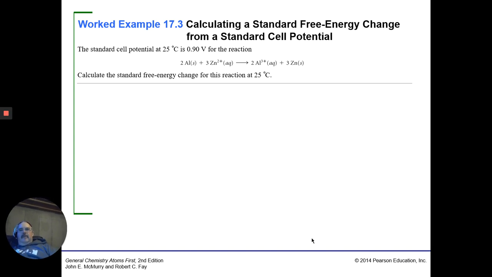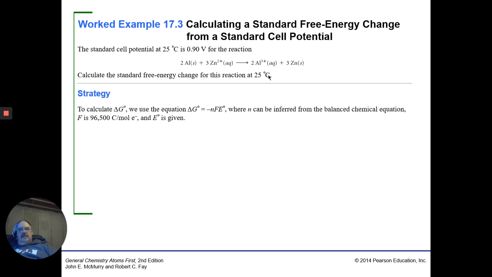Okay, problem 3 involves calculating a standard free energy change from a standard cell potential. Okay, so we have the standard cell potential at 25 degrees Celsius is 0.90 volts for this reaction. Calculate the standard free energy change at 25 degrees. Okay, for this, we would just use the formula delta G standard equals minus nFE standard.